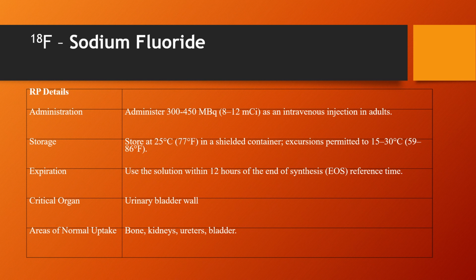Administration is typically 8 to 12 millicuries administered IV in adults. It is stored at room temperature. It expires within 12 hours of being made. Critical organ is the urinary bladder. It is excreted through the urine, so you will see kidneys and bladder just like you do on MDP and HDP bone scans. And the areas of normal uptake then are bones, the kidneys, the ureters, and the bladder.